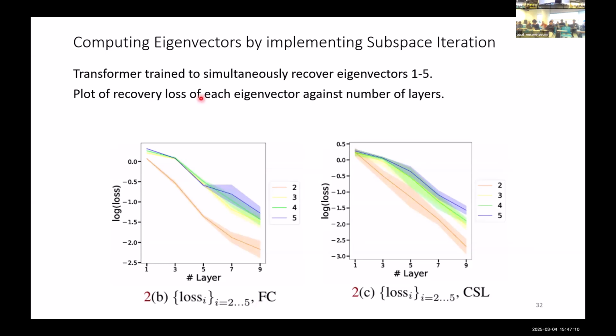Here are experiments. The transformer is trained to simultaneously recover the bottom 5 eigenvectors. I think this is a 10-node graph, so altogether there are 10 eigenvectors, and we're trying to recover the bottom 5. On this plot, I show the recovery error against number of layers for eigenvectors 2 to 5. I omitted eigenvector 1 because all graph Laplacians have the same bottom eigenvector, which is all ones, so you just need to recover a constant. And here we see that the bottom eigenvector is recovered first, followed by the other ones.